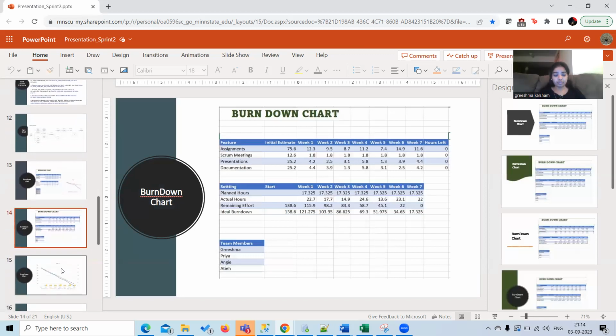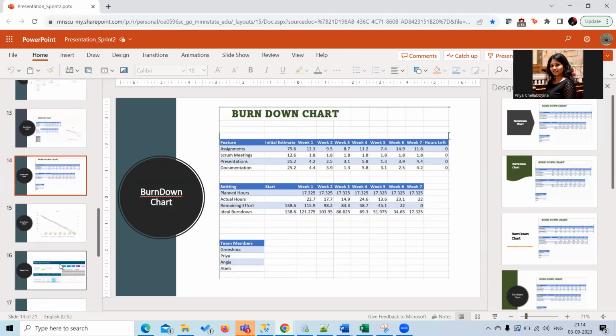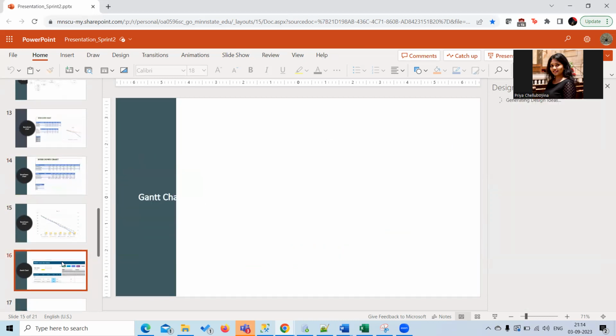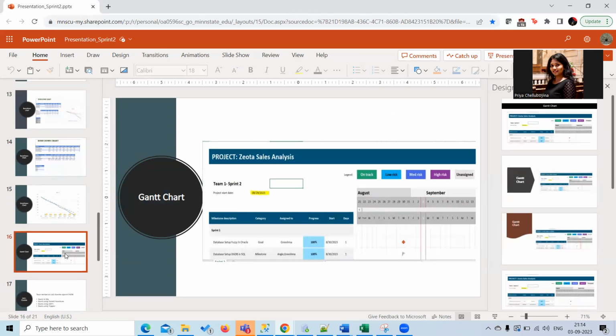And this then is the overall burn down chart for the entire sprints. We have made it as a sample. Yeah, this is the sample graph. And then the Gantt chart here shows the timeline and the status of this sprint.